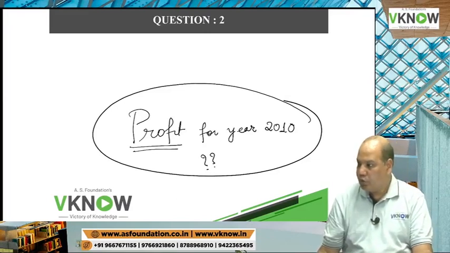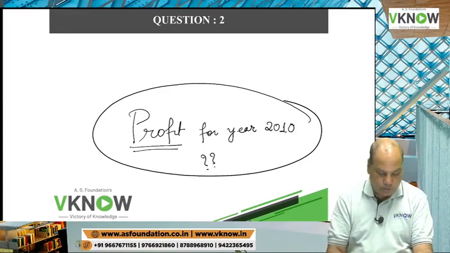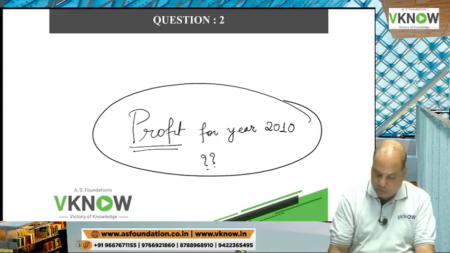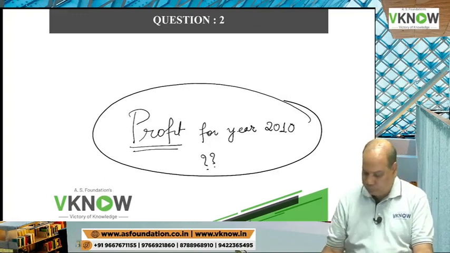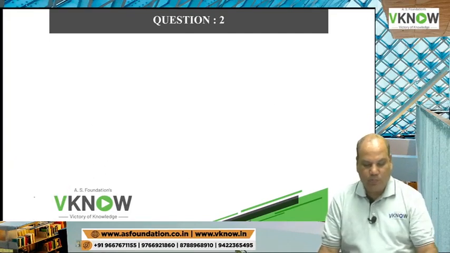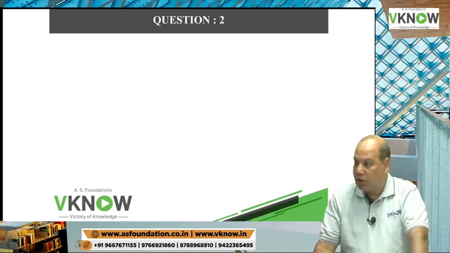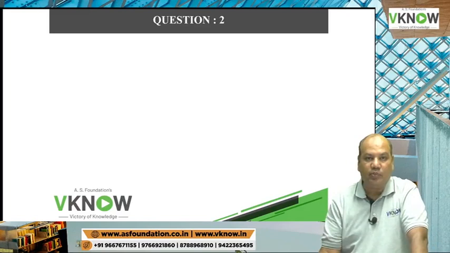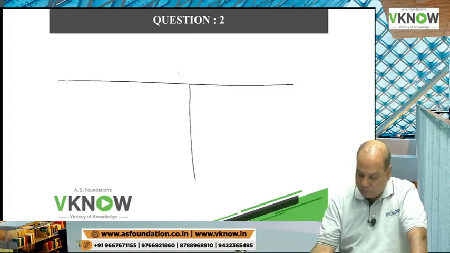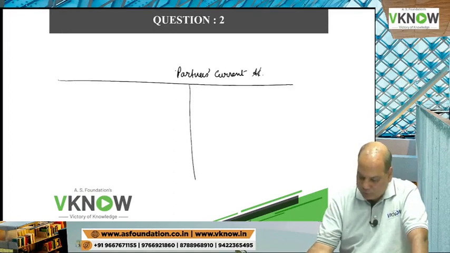Okay, so none of you could reach the answer. It seems I will have to take charge, so I will have to explain it to you. In this question, you can't prepare the P&L account because P&L account items are not given. But you can find out the profit by preparing the partners' current account. Do not write, I am explaining it to you.